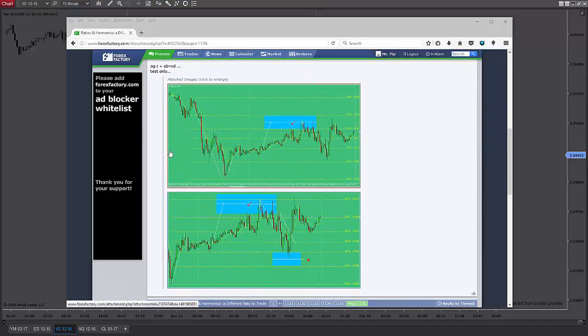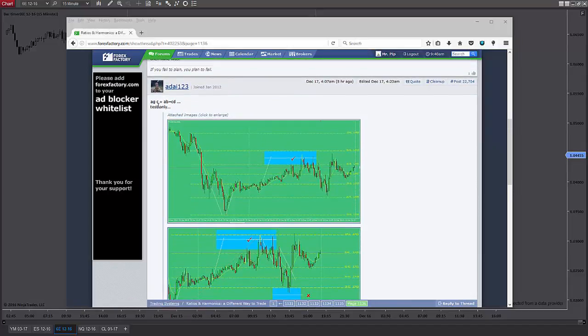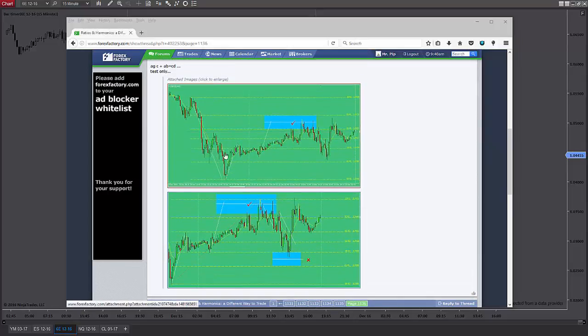Now, I don't understand this AGC. I'm thinking maybe it's an ABC or something along those lines, plus an AB equals CD test only. So I guess from what I'm seeing here is that he sees that there's an ABCD completion into this area, and then I don't understand what this means, whether the ABC failed because it went down too far or what have you. Not exactly sure, but I want to break it down.